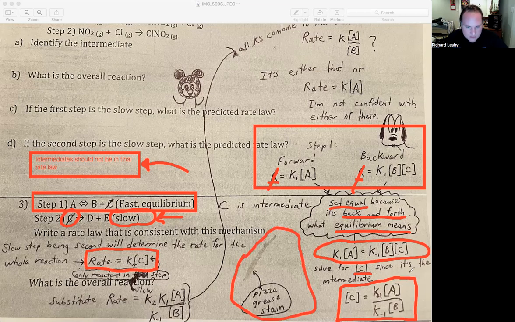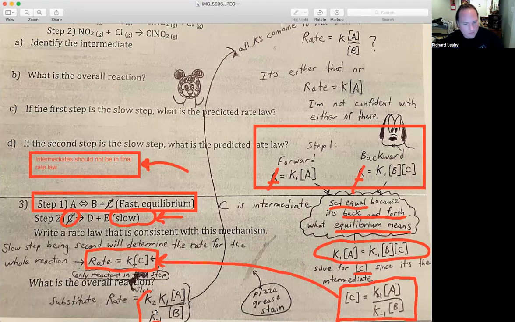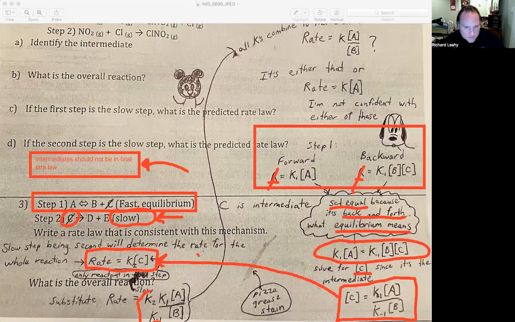So we put this back into a lot of circled stuff here. We put this back into here. So we have K2 times everything else in this box. Now those K's, we have K2, K1, and K -1. Okay, so we got this.